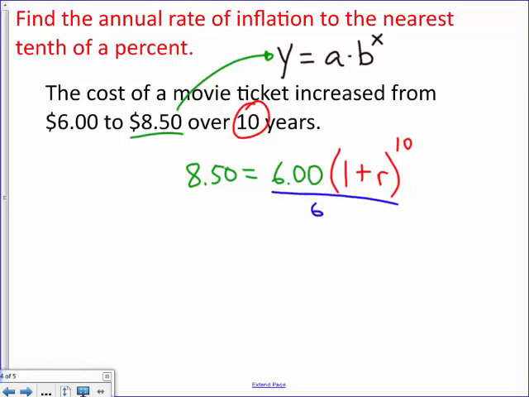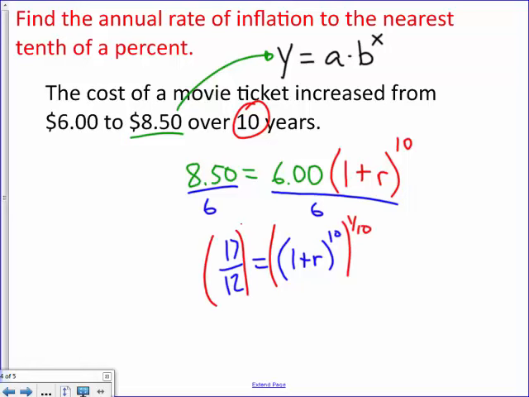All right, so now let's get our variable by itself. So I got to divide by 6 right off the bat. And I get a nasty decimal, which I change to a fraction, and I get 17/12. And then it looks like to get rid of this 10th power, I got to take that to the 1/10 power. So take both sides to the 1/10 power. And now I can't change it to a fraction, but I end up getting 1.03. I'm just going to write out a handful of decimal places, 544, and so on and so forth. And that equals 1 plus r.